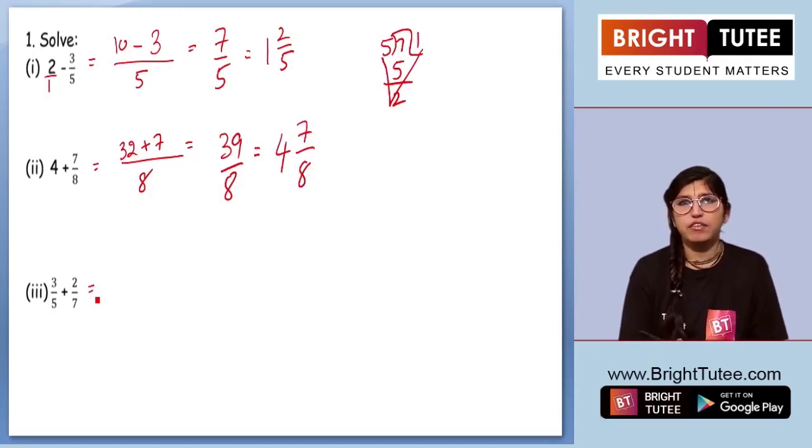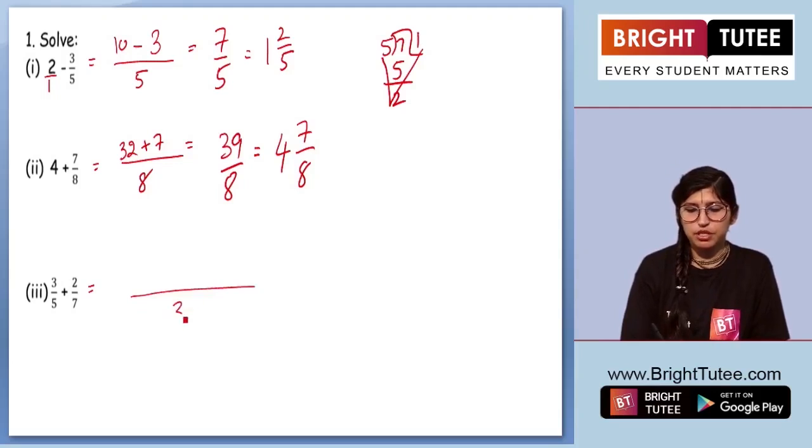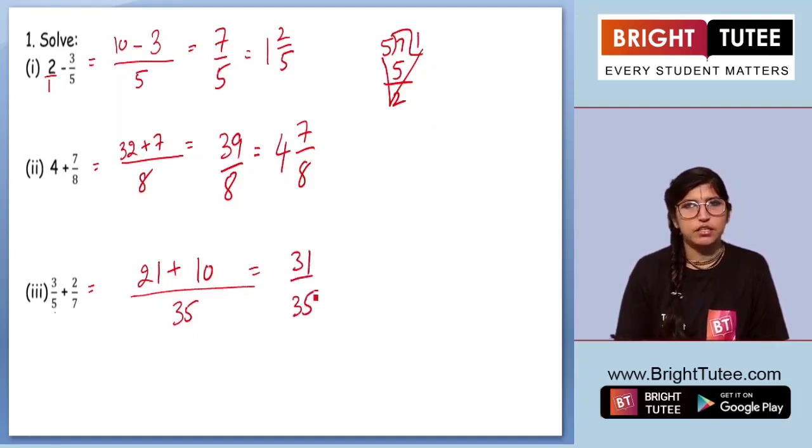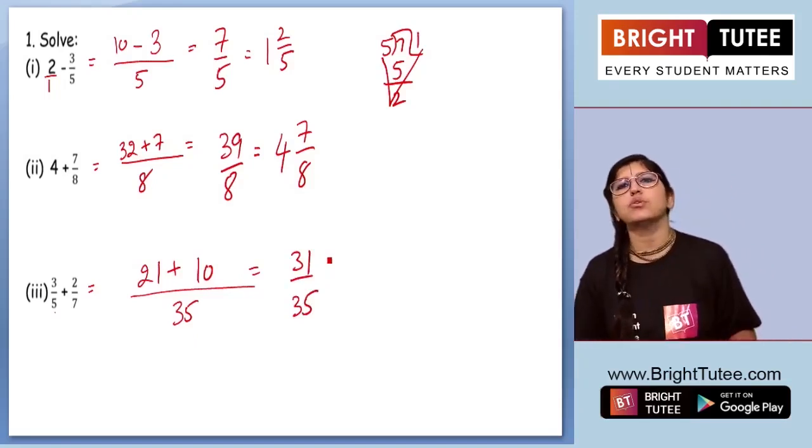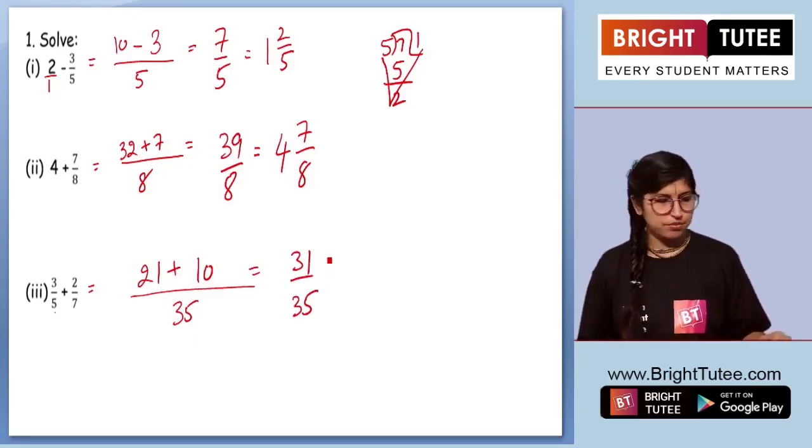Let's move on to the third part. Over here it's 5 and 7. So we'll be taking the LCM, so it will be 35. 35 divided by 5 is 7. 7 times 3 is 21. 35 divided by 7 is 5. 5 times 2 is 10. So we'll be getting 31 upon 35. Again, it's in standard form and it's a proper fraction, so we'll not be converting it to a mixed fraction.